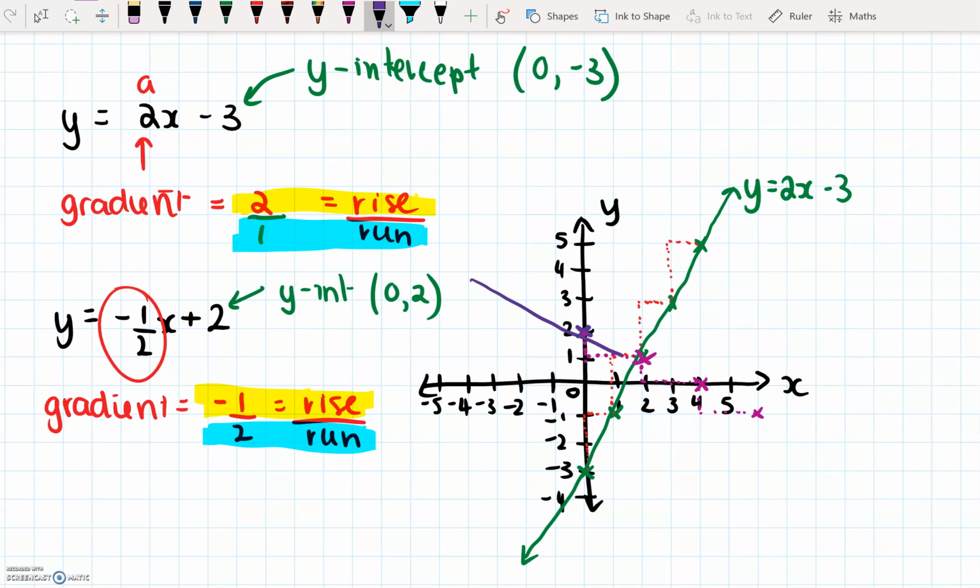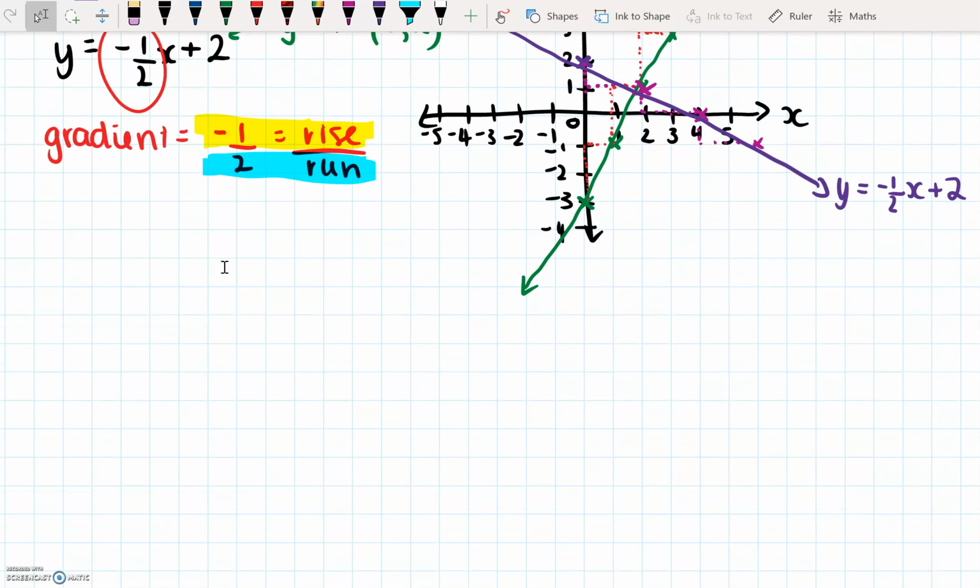This one's going to be awkward for me, going this way. And again, make sure you use a ruler, and make sure you then label your line: y equals minus a half x plus 2. So that is the main thing that you need to be practicing for 1.2.